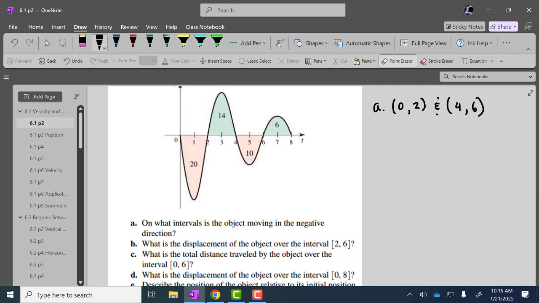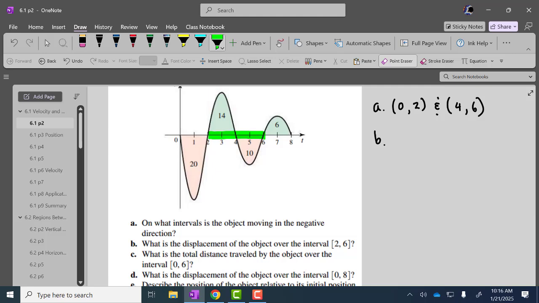And then, what is the displacement of the object on the interval 2 to 6? So let's focus on 2 to 6. What did we end up with? Did someone say the answer? So displacement from 2 to 6 would be 4.